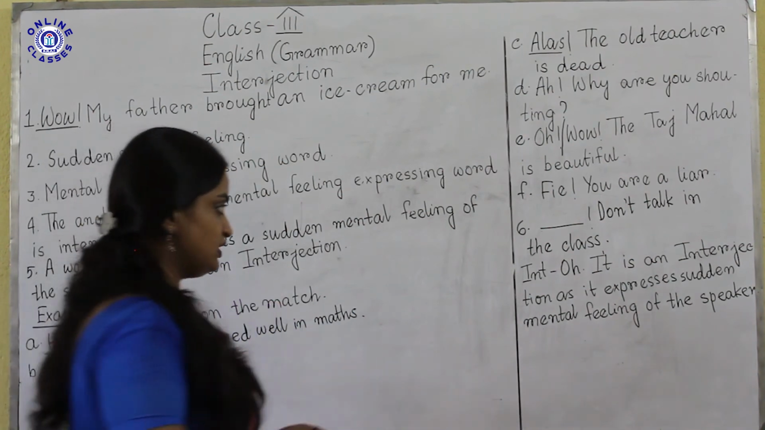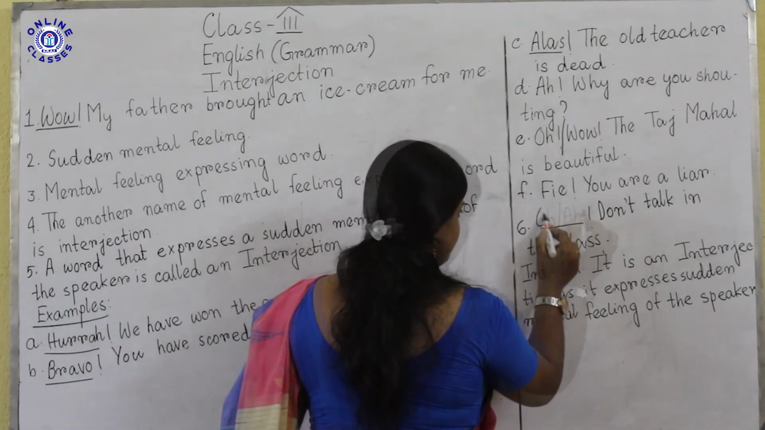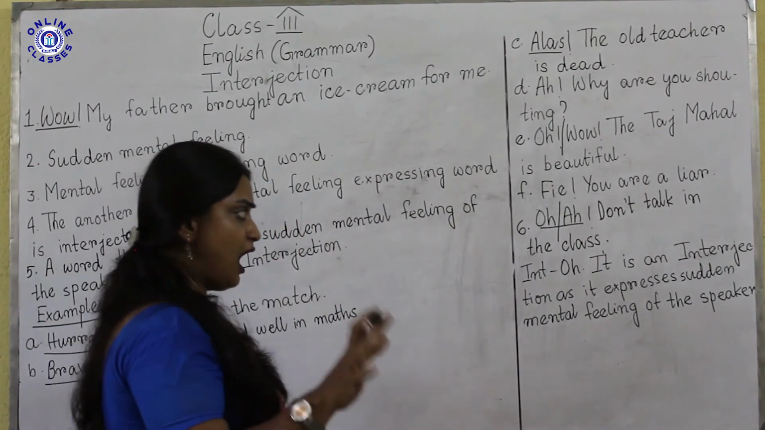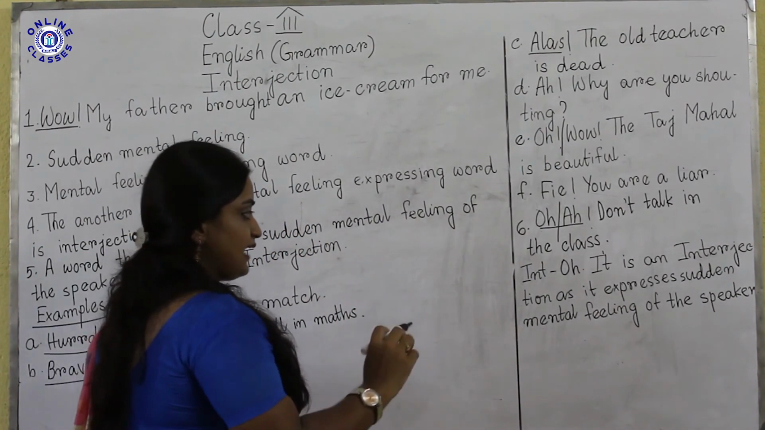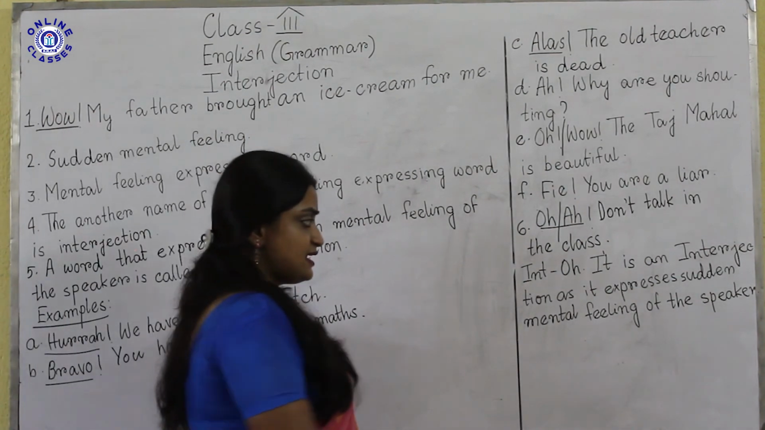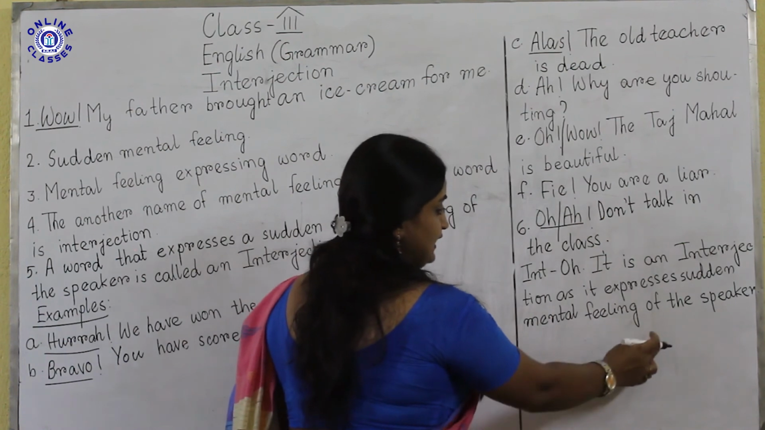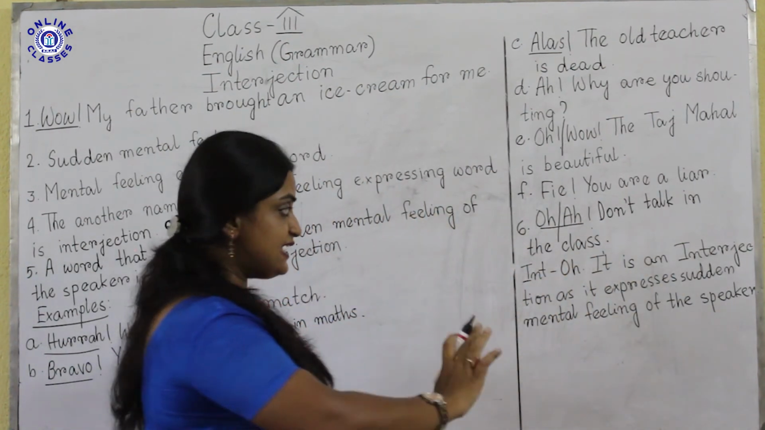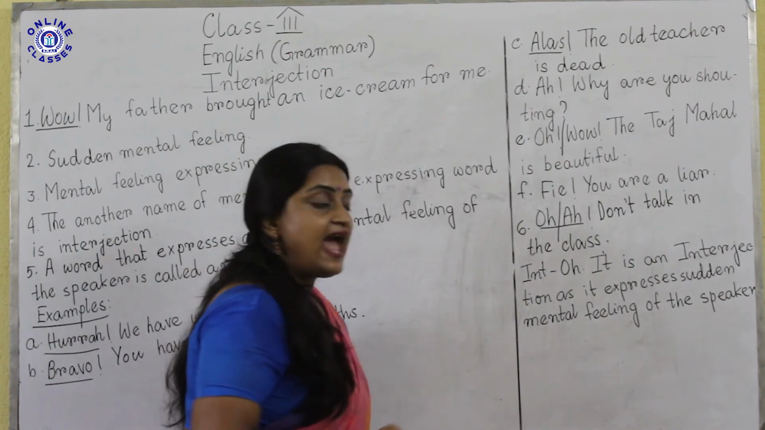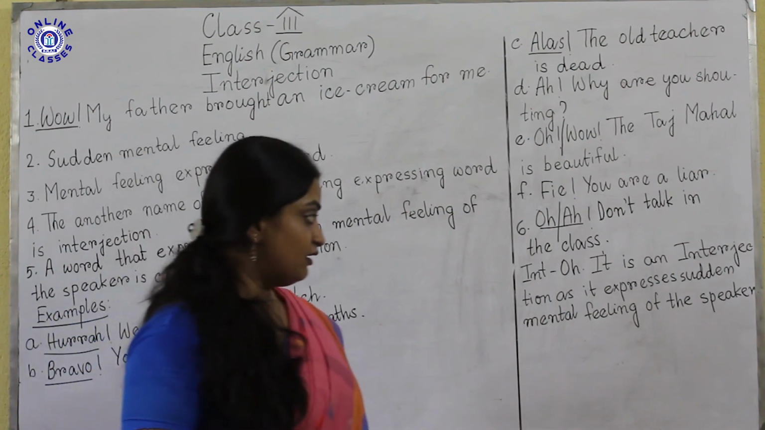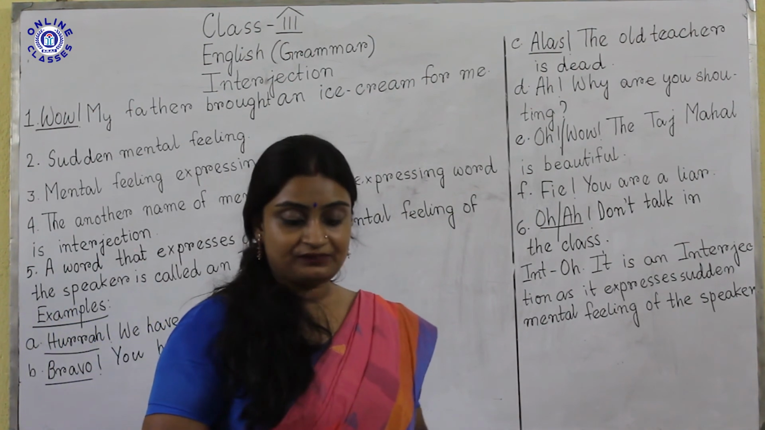So I am putting O and Ah. We can put both O and Ah. So it is an interjection as it expresses the sudden mental feeling of the speaker. So O or Ah is an interjection as it expresses the sudden mental feeling of the speaker.